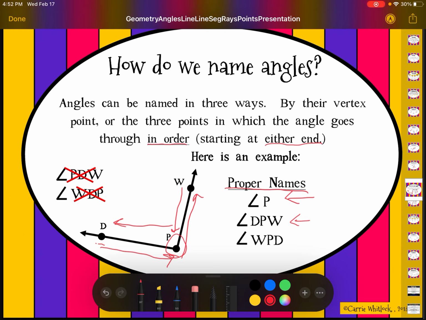Now over here, they've shown you what we do not want to do. On the left side, we cannot name these angles starting in the middle at the vertex. So we would not say this is angle PDW, or we would not go across and say that it's angle WDP. Okay, we always want to start at one of the ends and then we go through the middle. All right.